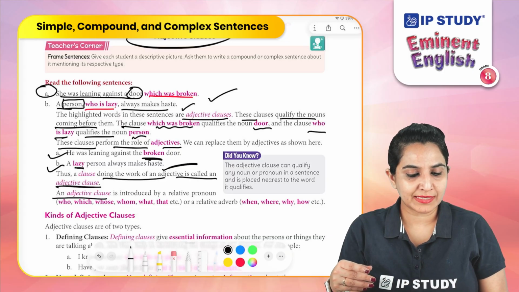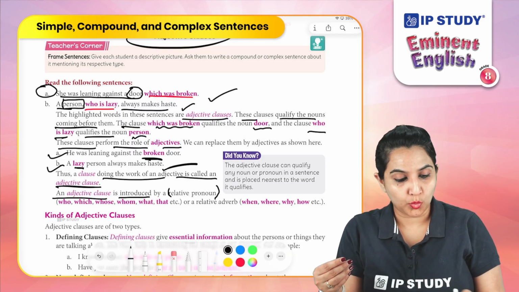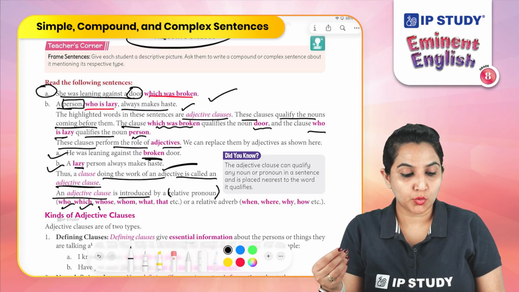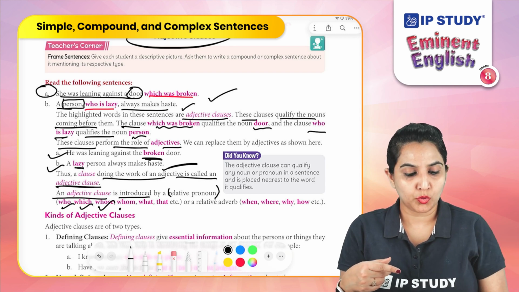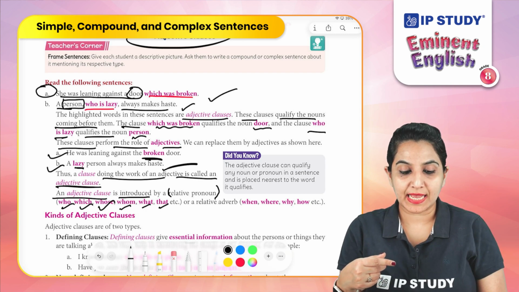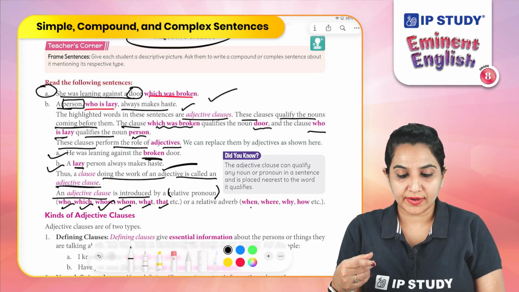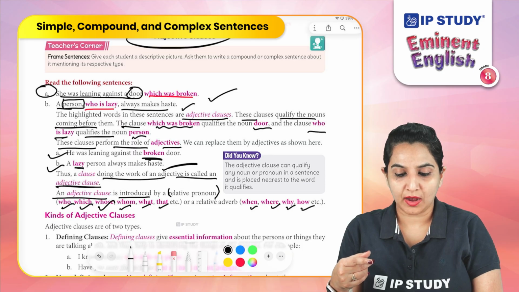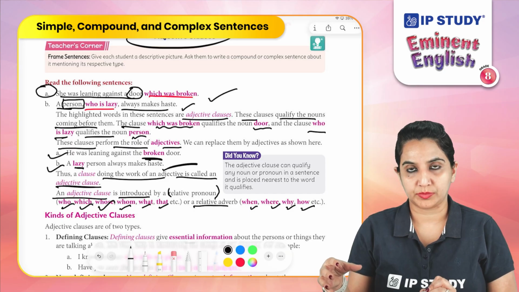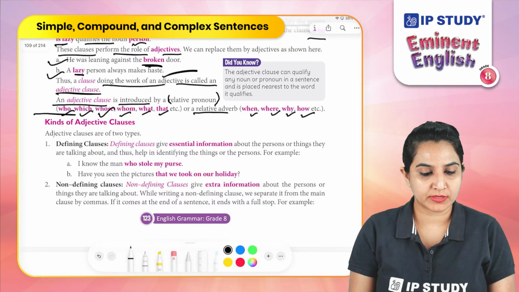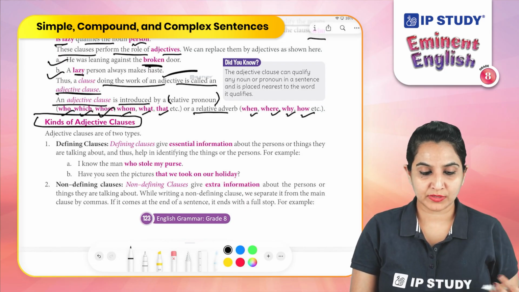An adjective clause is introduced by a relative pronoun like who, which, whose. This is the girl whose pen was lost. Whom, what, that. This is the house that was haunted. When, where, why, how. So it can have a relative pronoun and it can have a relative adverb. Kinds of adjective clauses. So as we have kinds of adjectives, we have kinds of adjective clauses as well.